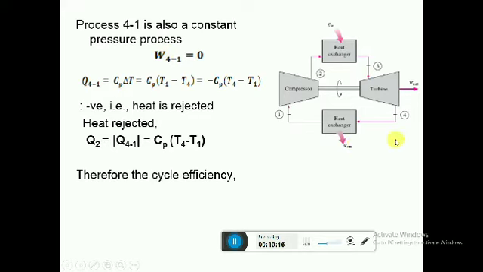Then 4 to 1 is also a constant pressure process. Whenever there is a constant pressure process, work done is zero, obviously. So no change in pressure, no work done. You cannot have work done without change in pressure. But there is a heat rejection to the surrounding. T4 is the higher temperature, T1 is the lower temperature. So it can be written as minus Cp into T4 minus T1, where negative indicates the heat rejected. So heat rejected is Q2, equal to Q4 to 1, which is Cp into T4 minus T1.